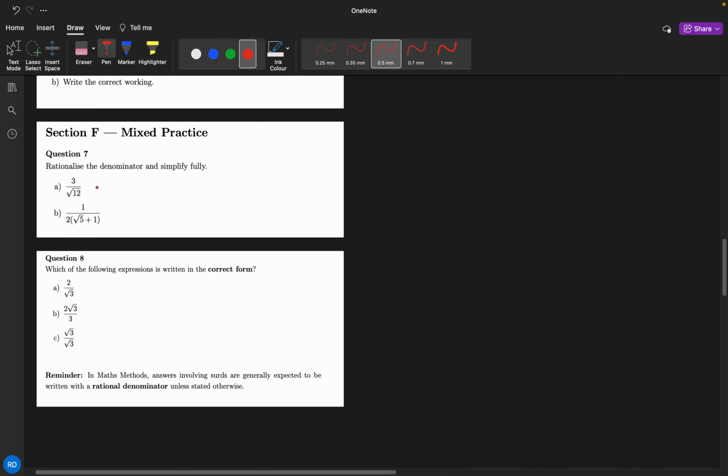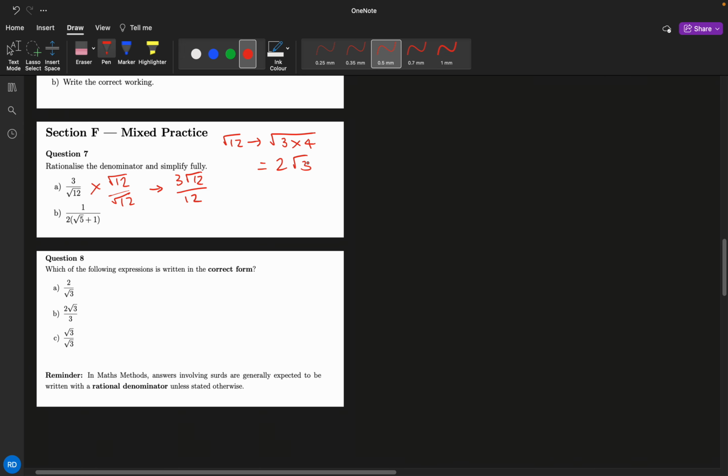Root 3 on root 12. Okay, so we're going to multiply again by root 12 on 12. 3 root 12 over 12. That's what it's going to equal. However, root 12, I believe we can simplify further. That turns into 3 times 4, yeah. So that is going to equal 2 times root 3 because you're rooting the 4.